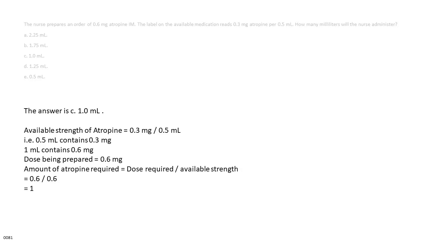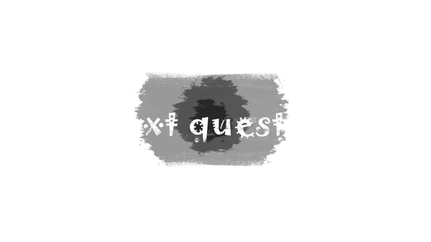The answer is C. 1.0 milliliters. Available strength of atropine equals 0.3 milligrams per 0.5 milliliters. That is, 0.5 milliliters contains 0.3 milligrams. 1 milliliter contains 0.6 milligrams. Dose being prepared equals 0.6 milligrams. Amount of atropine required equals dose required divided by available strength equals 0.6 divided by 0.6 equals 1.